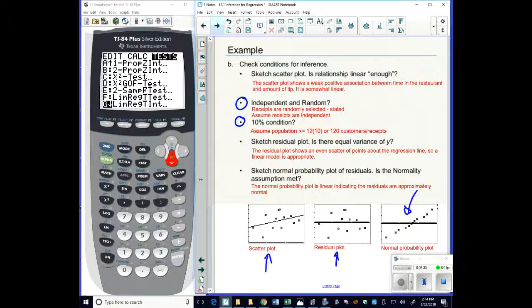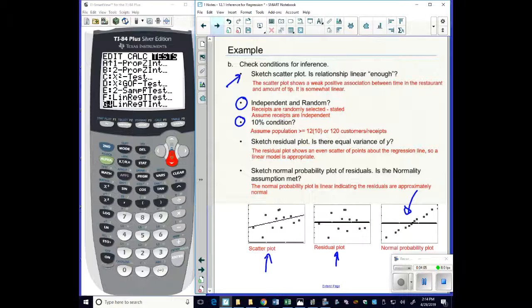For the scatter plot, we're looking to make sure that our data is linear. I'm not going to bother performing linear regression and trying to estimate the slope of the line if the data I'm dealing with isn't linear. So that's the first condition that we're checking, and that's up here. You're going to sketch the plot and then determine if it looks appropriate to perform linear regression. Not only are you going to show the plot, but you have to check the condition of linear enough. What I wrote in words is that the scatter plot shows a weak positive association between time in the restaurant and the amount of tip, and it is somewhat linear.